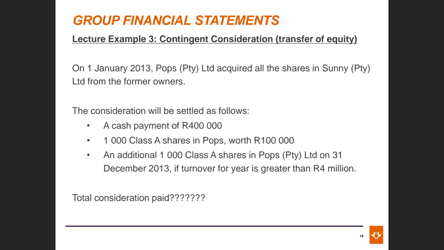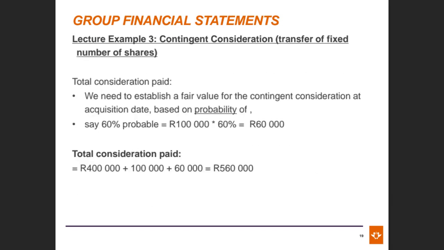Okay, you're right. You need the probability. So let's have a look at the next slide. Okay, you cannot really calculate the contingent consideration without the probability. So we need to establish the fair value of the contingent consideration at acquisition date based on the probability. So here they are saying there's a 60% chance that this event is going to happen. So therefore your probability is 60%.